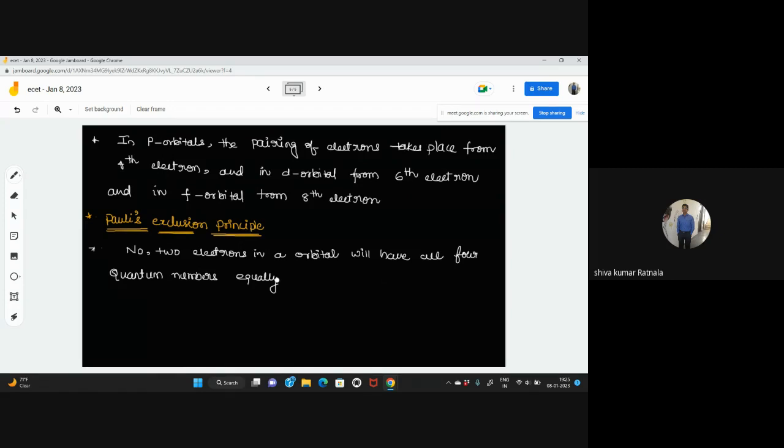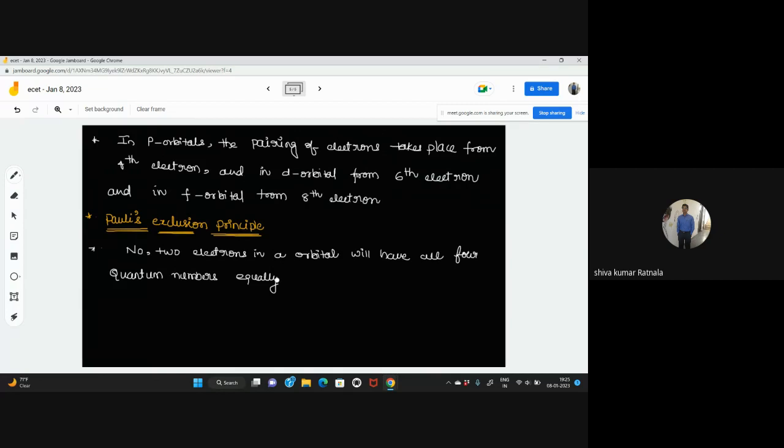Next one. So what are the four quantum numbers? If you take any two electrons in an orbital, all four quantum numbers cannot be equal. So there will be some difference in one quantum number. In which quantum number we will find the difference, that we are going to see right now.